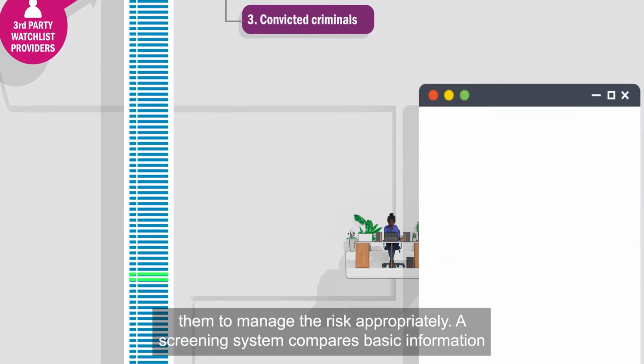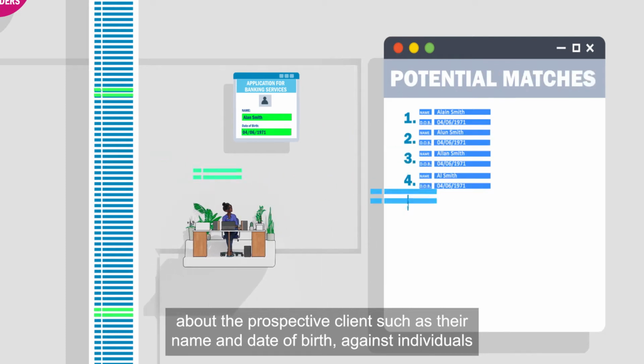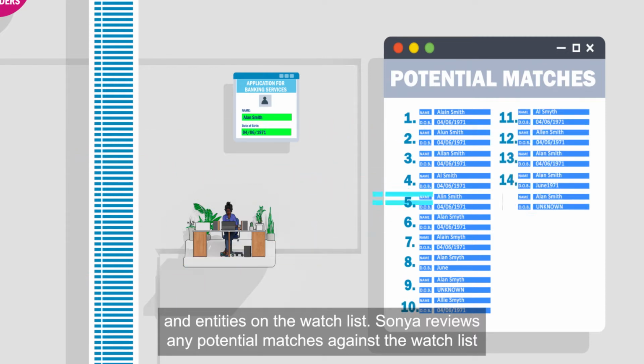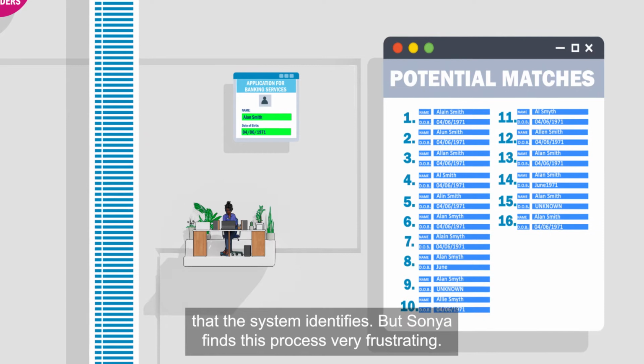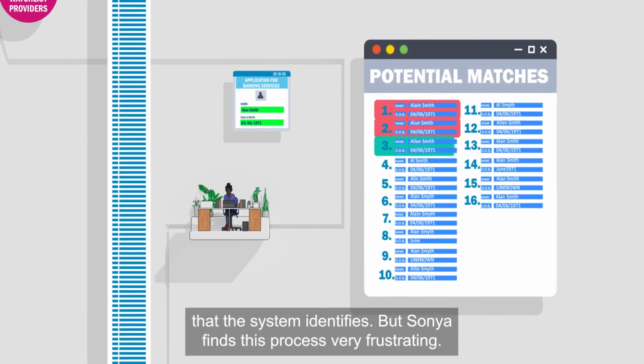A screening system compares basic information about prospective clients, such as their name and date of birth, against individuals and entities on the watch list. Sonia reviews any potential matches against the watch list that the system identifies. But Sonia finds this process very frustrating.